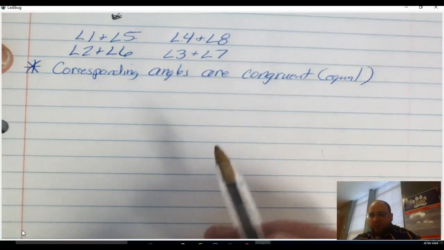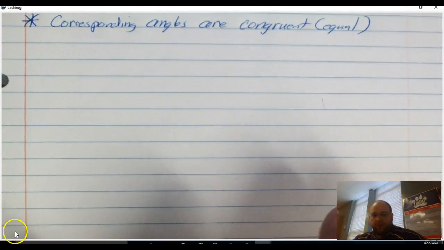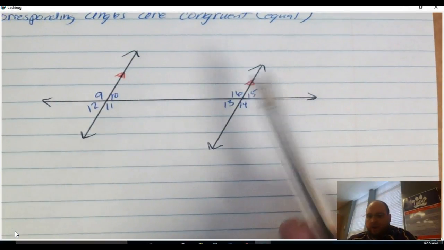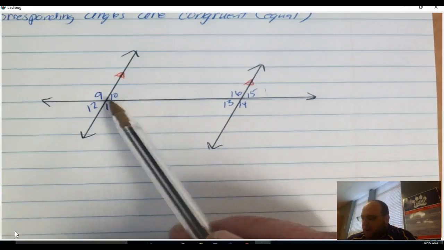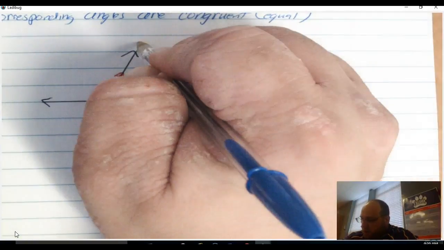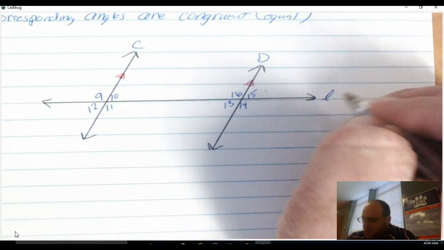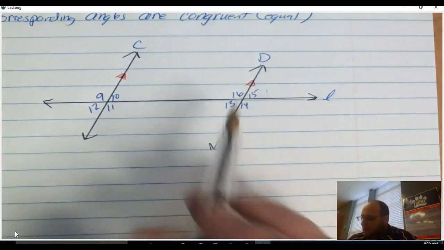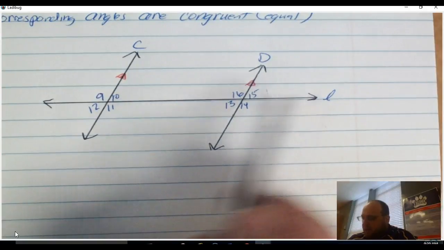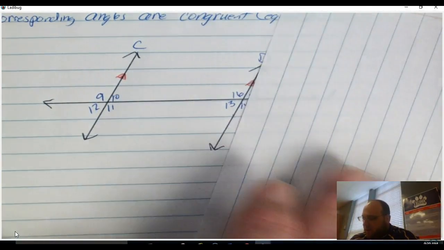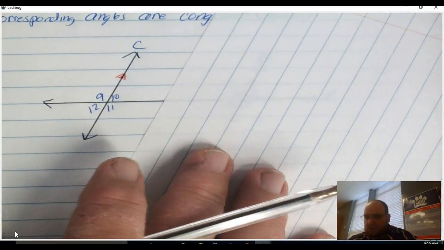All right. Give me a second. I'm going to go ahead and write in a second one. So I have another pair of parallel lines cut by a transversal line. We'll call this one C, we'll call this one D, and again, we'll just call this transversal line L. So I have C and D, which are my parallel lines. L is my transversal line. So again, I want to start with one of my parallel lines and the transversal line, which is right here.